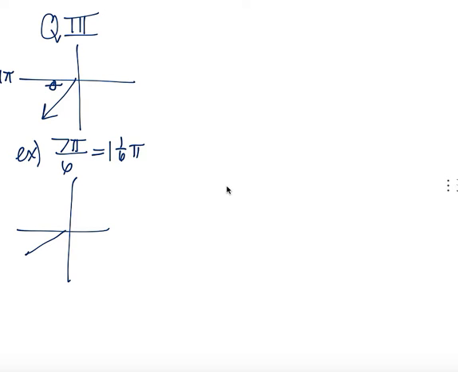So I know that it's over here someplace. It's a little bit more than 1 pi. That brings me to here. How much more than 1 pi? That's the 1/6 pi. So pi over 6 is my reference there.